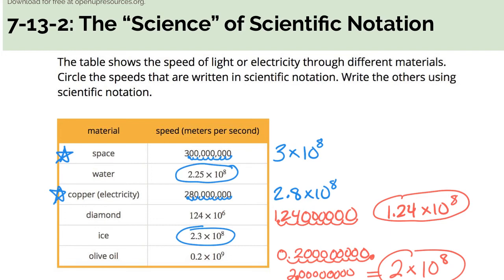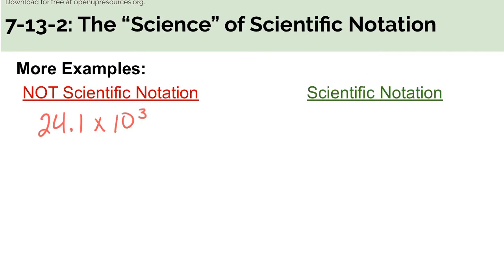We're going to do a few more examples here. Okay, I want you to write these examples down somewhere to have as part of your notes. The first one is not in proper scientific notation, 24.1 times 10 to the 3rd. And it's not in proper scientific notation because to the left of our decimal, this is not between 1 and 9. So if I was going to put this in proper scientific notation, instead it would be 2.41. And then that would need to be times 10 to the 4th.